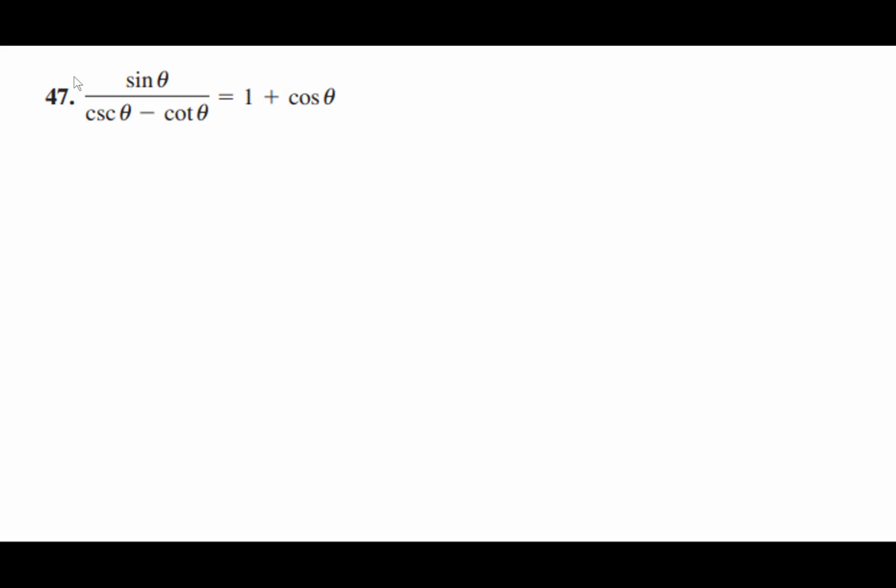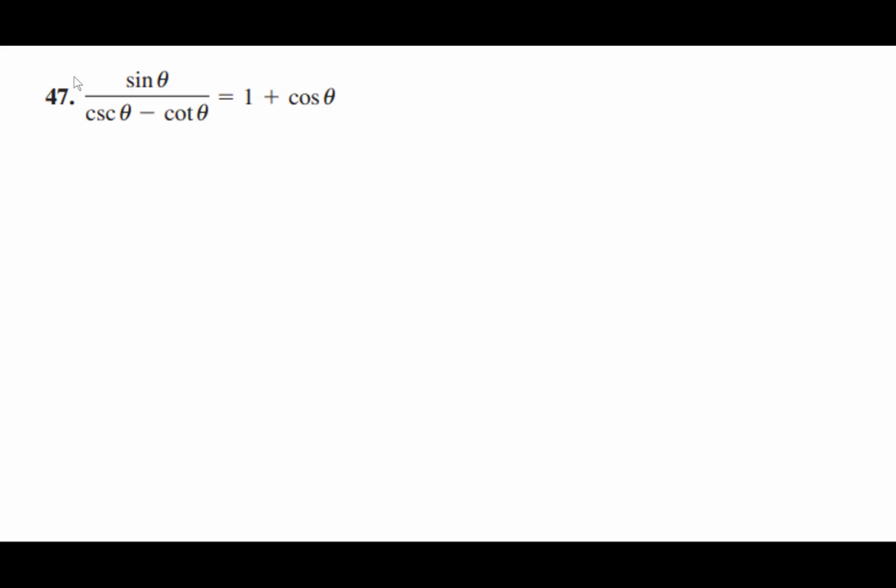Okay, I wanted to go over a couple of questions people asked about. This is number 47 from 5.1, and you've got sine theta over cosecant theta minus cotangent theta, and you want to show it equals 1 plus cosine theta. When I look at this, I immediately see all these different trig functions on the left side and only cosine on the right side.